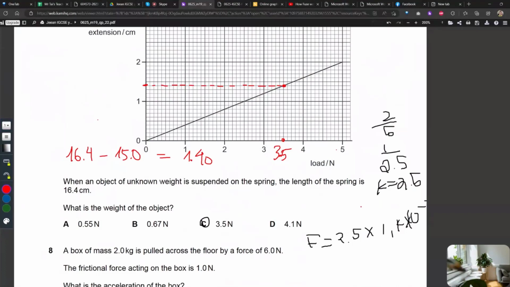Okay. A lot faster, huh? Just use the graph. Go down. There. 3.5 newtons.